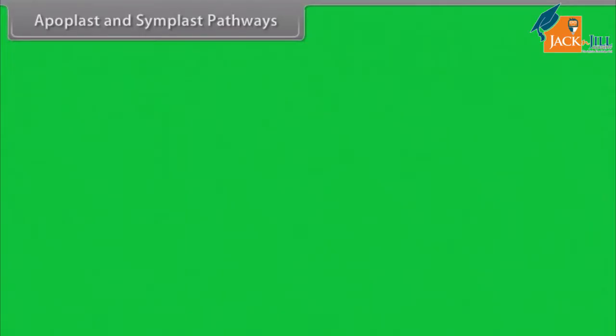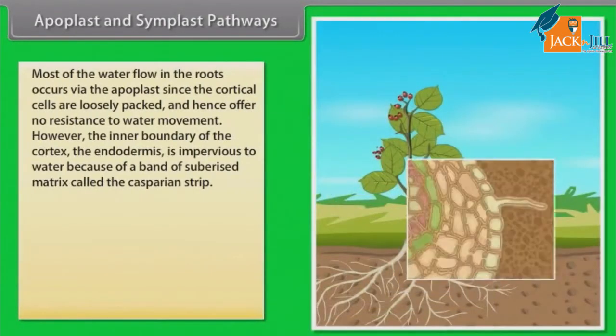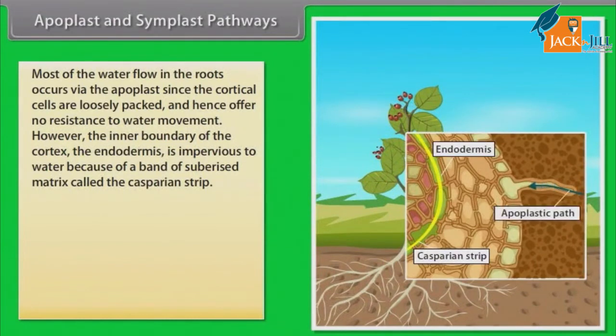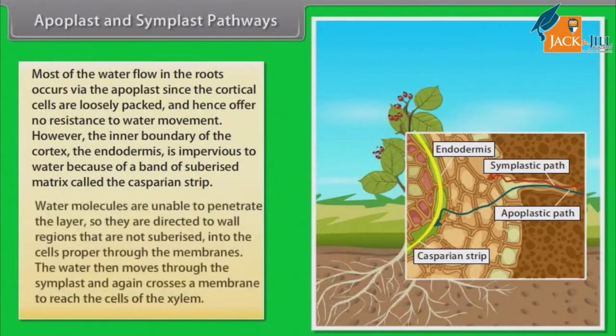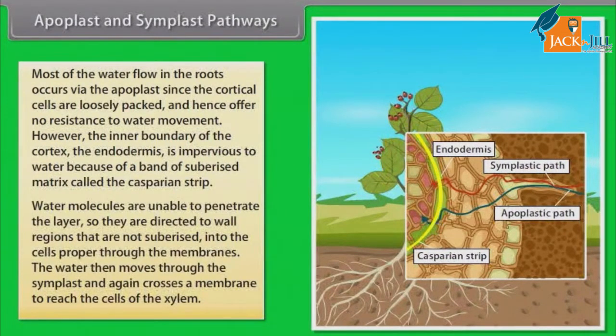Apoplast and symplast pathways. Most of the water flow in the roots occurs via the apoplast, since the cortical cells are closely packed and hence offer no resistance to water movement. However, the inner boundary of the cortex, the endodermis, is impervious to water because of a band of suberized matrix called the Casparian strip. Water molecules are unable to penetrate the layer, so they are directed to wall regions that are not suberized, into the cells proper through the membranes.